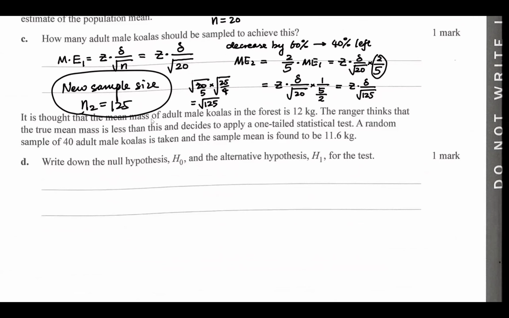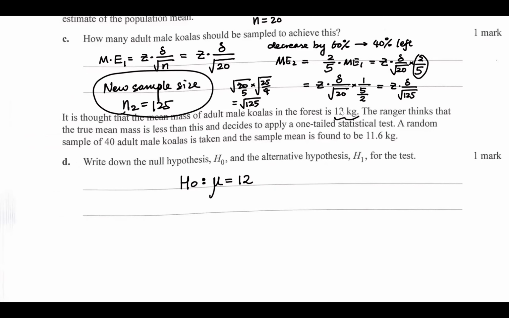It is thought that the mean mass of adult male koalas in the forest is 12 kilograms. So that's something we believe. Always the null hypothesis, mu equals 12. The ranger thinks that the true mean mass is less than. Okay, so the alternative hypothesis will be mu less than 12, okay? Compared with the population mean, or what we believed. This 11.6 is not mu, it's X bar, another sample mean value, okay? This is another sample, n equals 40. So for the rest of the question, if we were to carry out a hypothesis test for the population mean, we've got to use X bar and n.